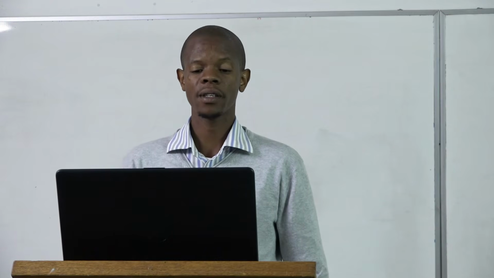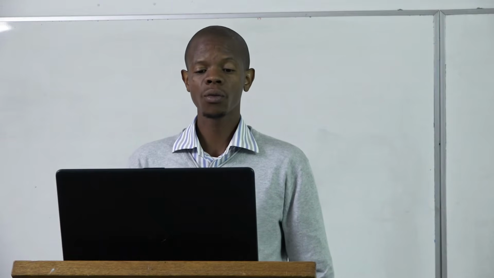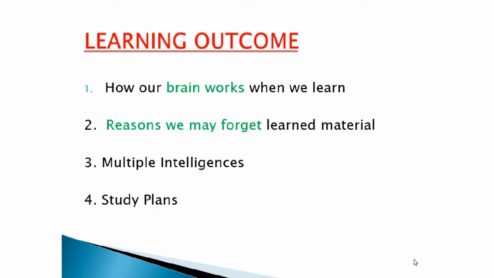So the learning outcomes of today's lesson are, we are going to be looking at how our brain works when we learn, the reasons we may forget what we have learned or learned material. We are also going to be looking at multiple intelligences. And lastly, the study plan.